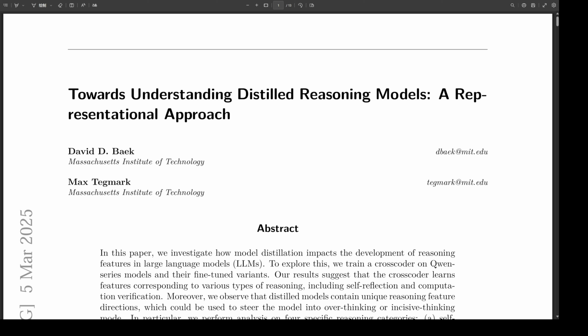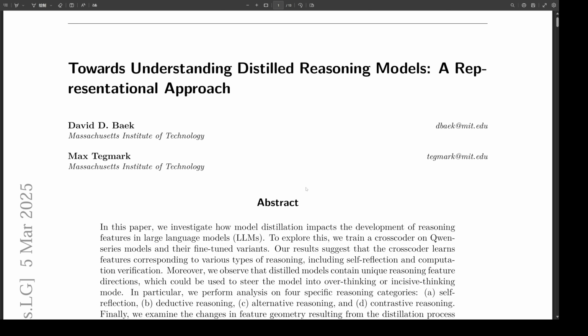We love to dig into the latest research, and today we're going to be looking at something that one of you sent in, a paper titled "Towards Understanding Distilled Reasoning Models: A Representational Approach." Ooh, sounds pretty complex. Yeah, I know, right? It does sound a little intimidating.